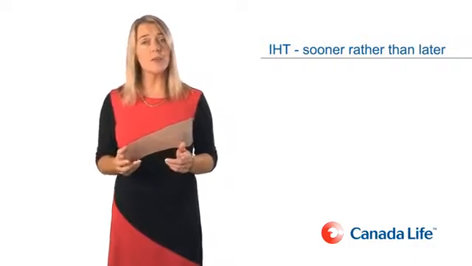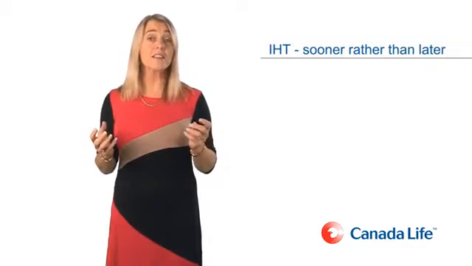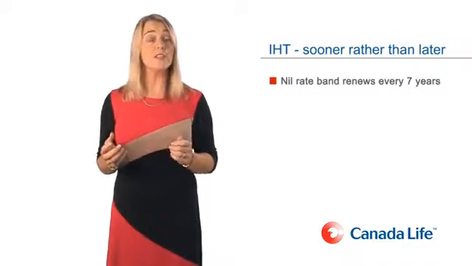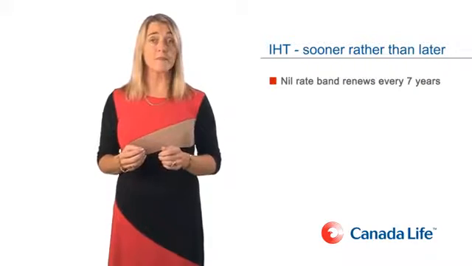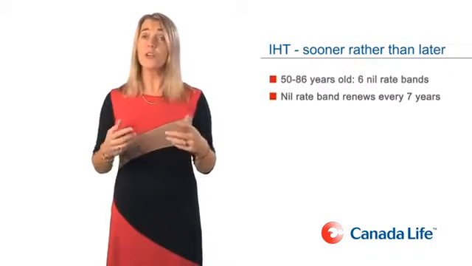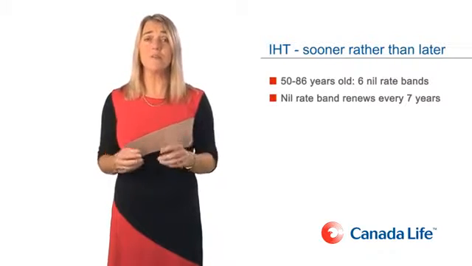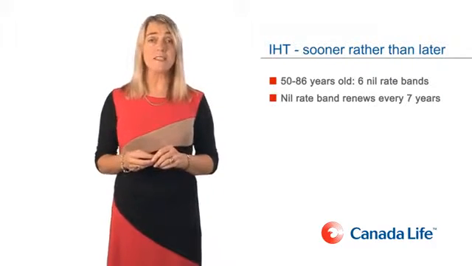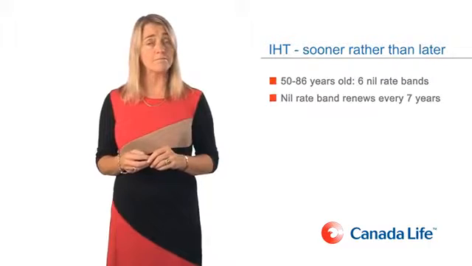People often assume that they don't need to think about it until they're in their 80s or 90s. But for wealthy individuals, the sooner they start gifting, the greater the potential savings, as their nil-rate band renews every 7 years. Therefore, someone who starts gifting at age 50 could use up to 6 nil-rate bands by the time they get to age 86.